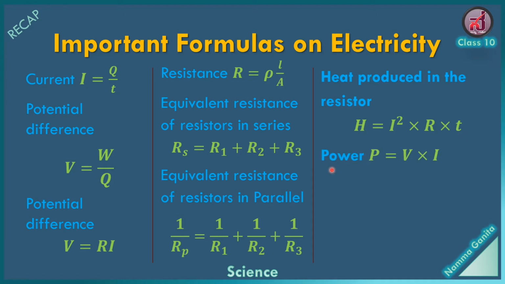Power, we have three formulas for power. First one, P is equal to V into I, where V is the potential difference and I is the current. Second one, P is equal to V square divided by R, where V is the potential difference and R is the resistance of the resistor. Third one, P is equal to I square into R, where I is the current and R is the resistance.